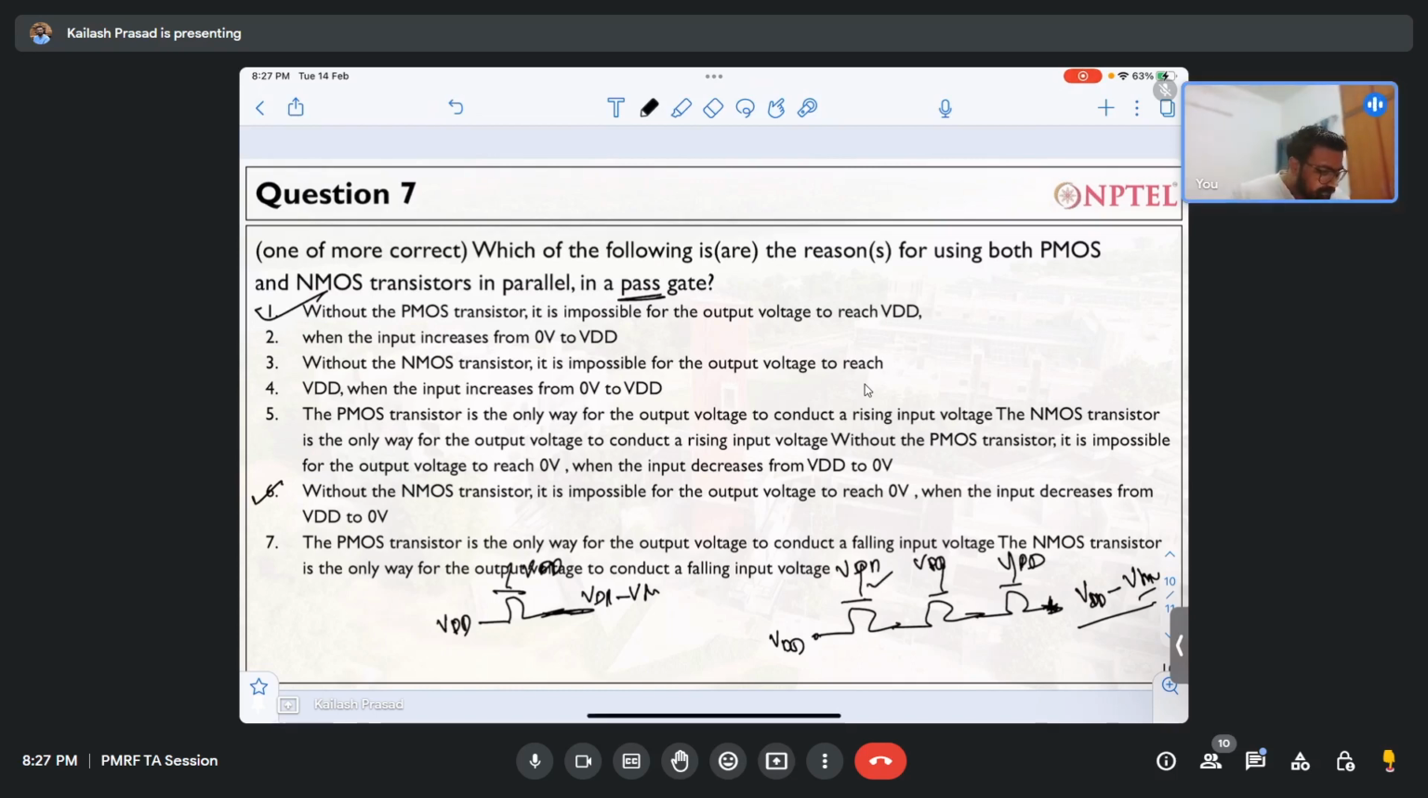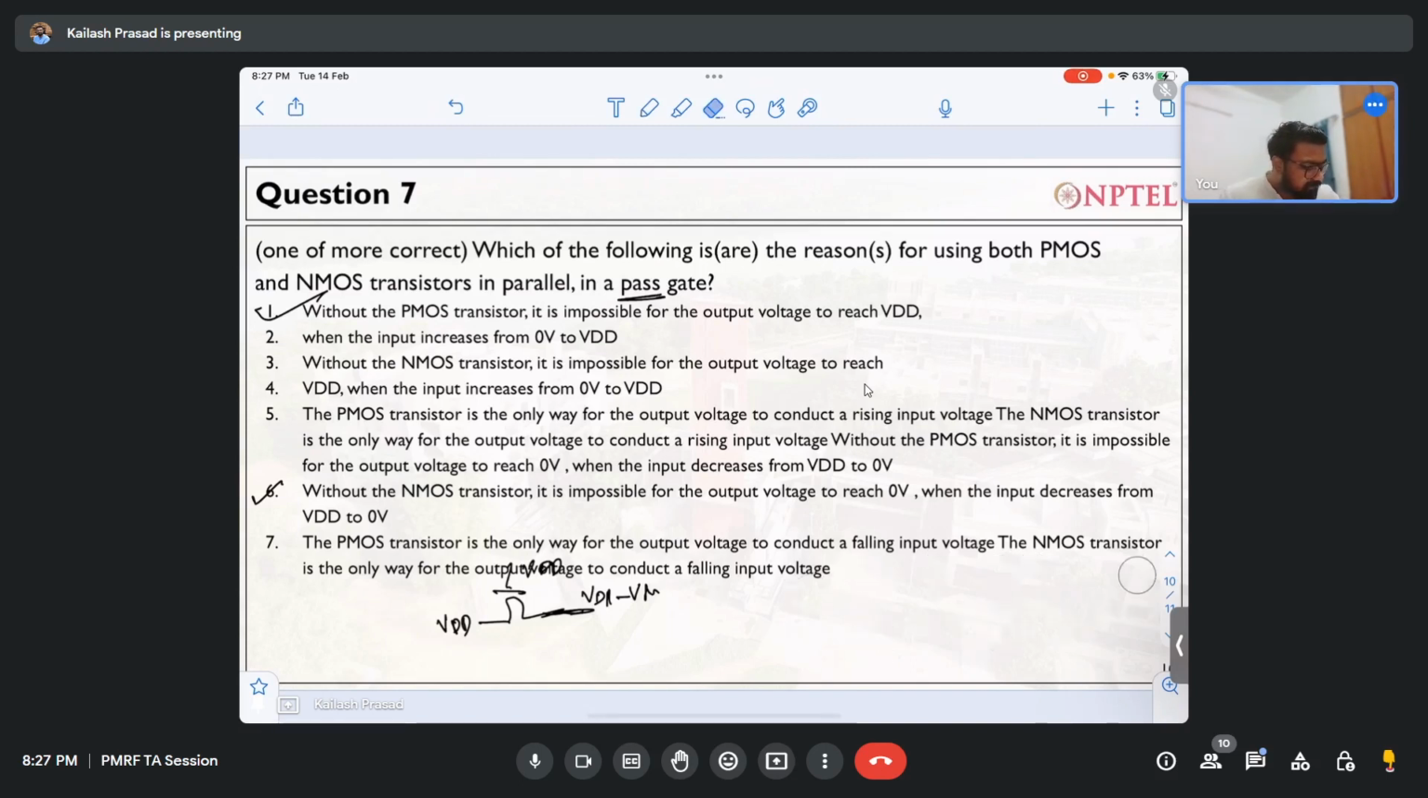If you have VDD at the input, here you will get VDD minus VT, right? But the gate voltage is again VDD, so here also you will get VDD minus VT. And here is also VDD, so you will get VDD minus VT as an output, right? But the output can start degrading, and I have that kind of circuit also.